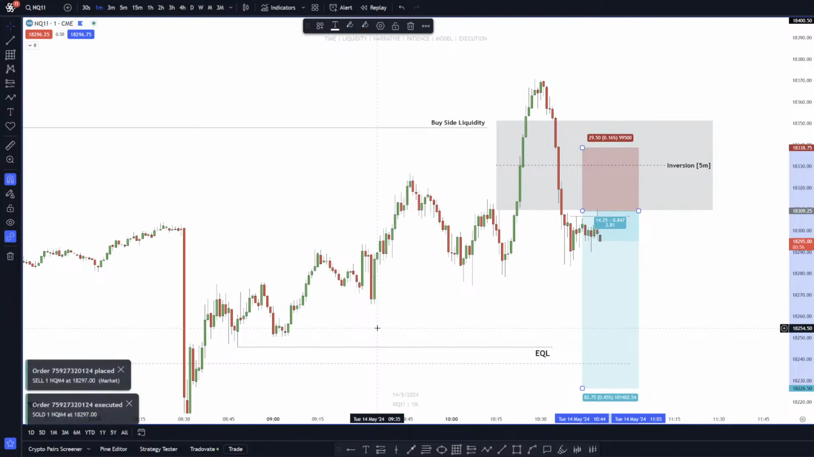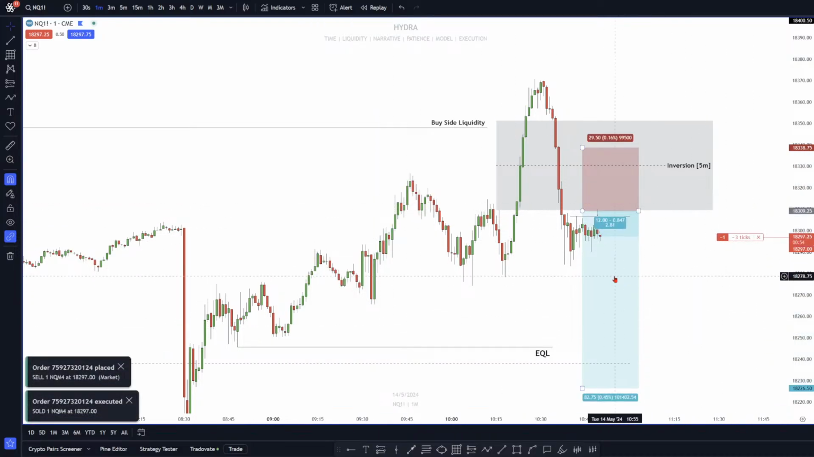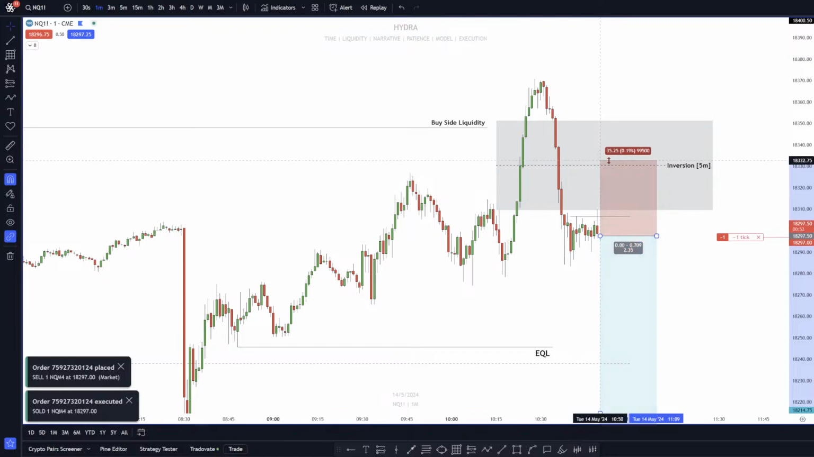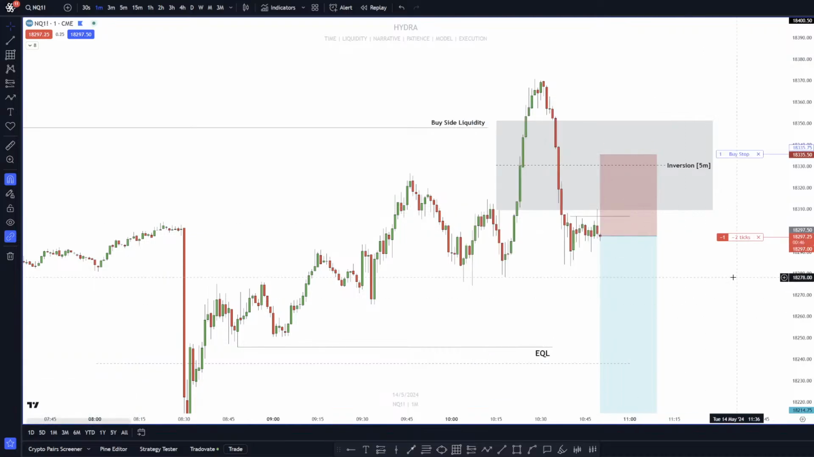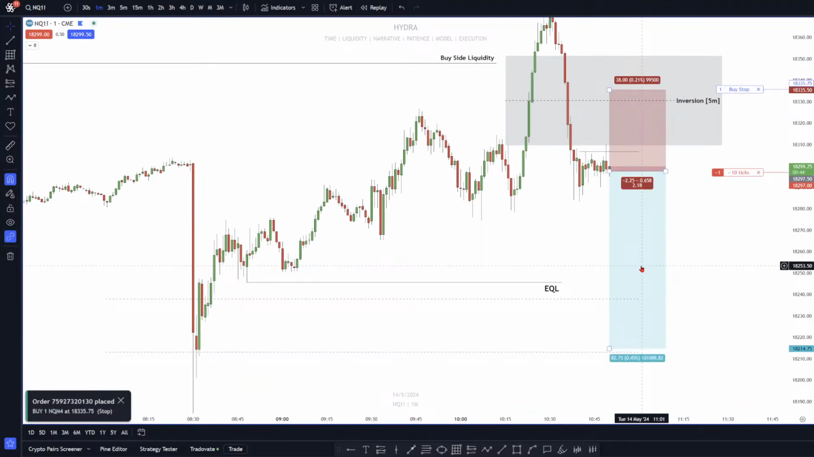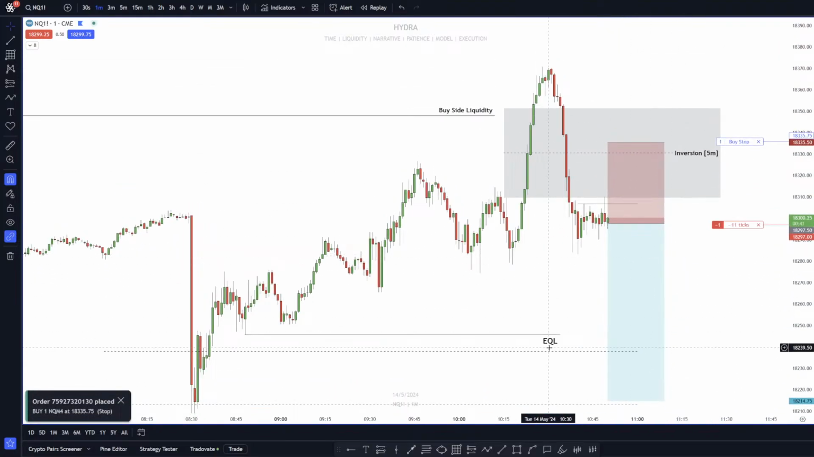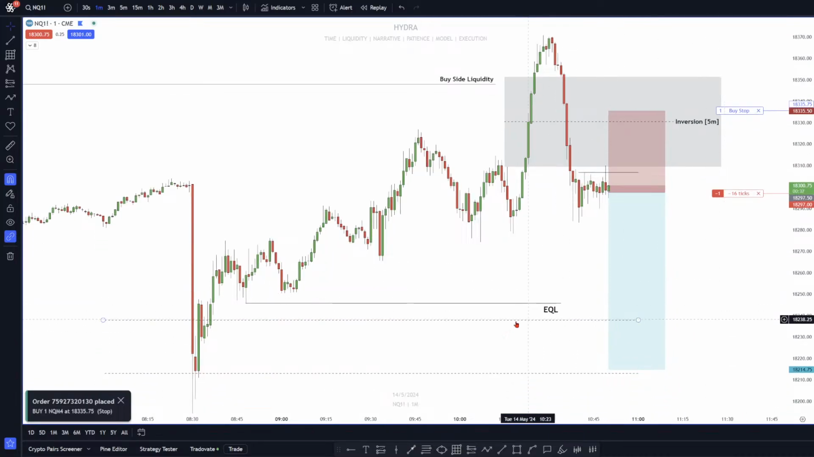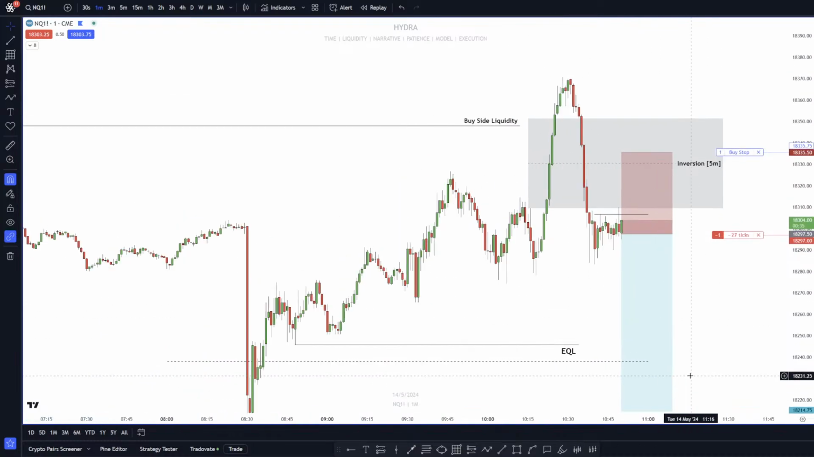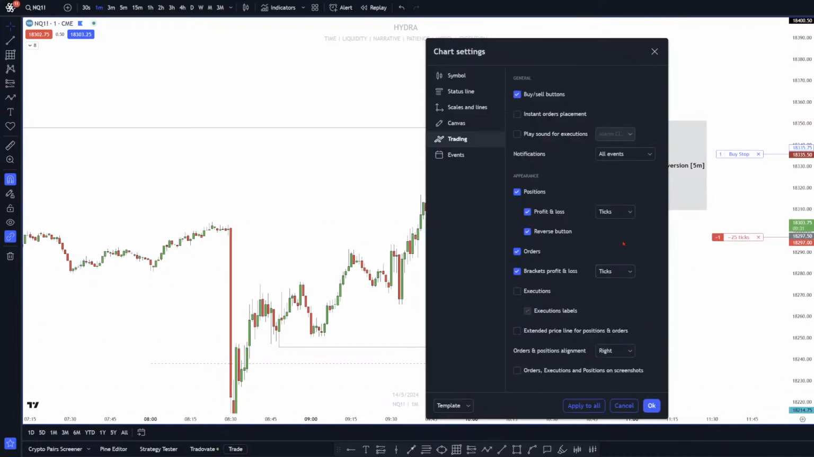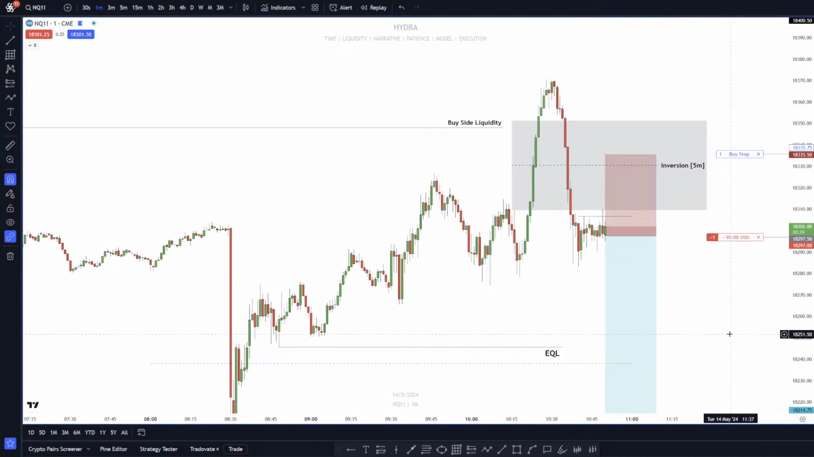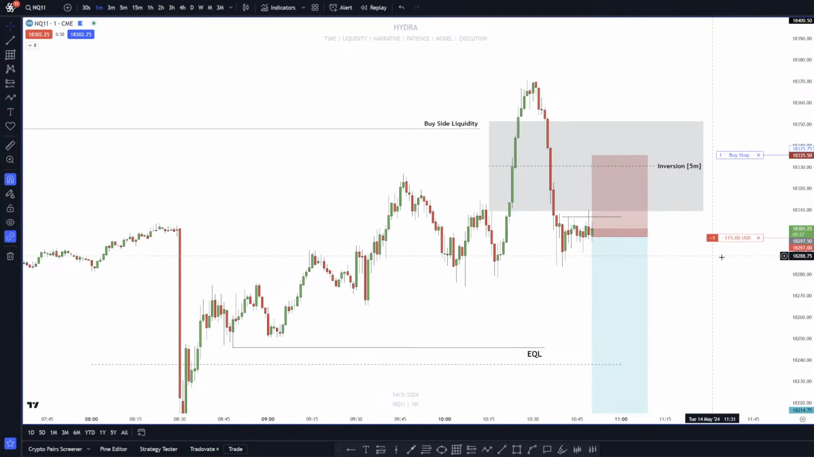Risking one contract here with a stop just at this part right here. Buy one, and yeah, that's our stop. Our partial is going to be coming at this low, at this relative equal low, and then the TP is just below it. Let's see what price does. And look at how much I'm risking here.